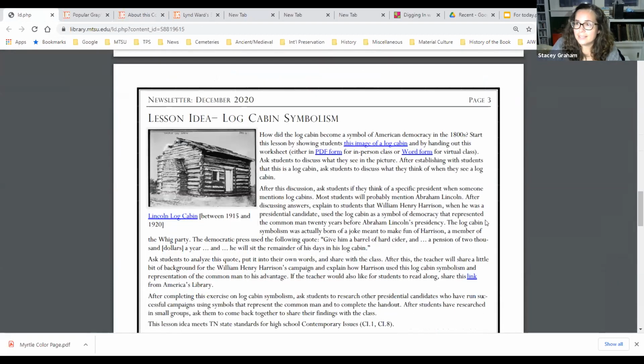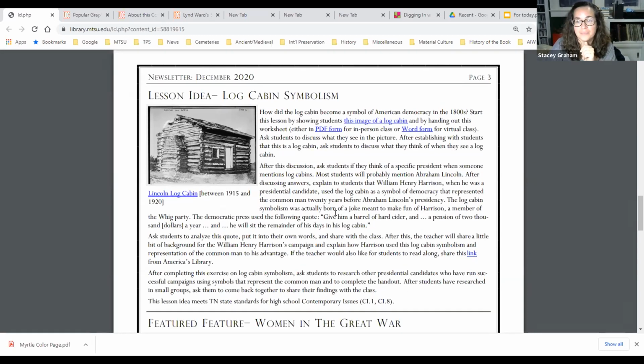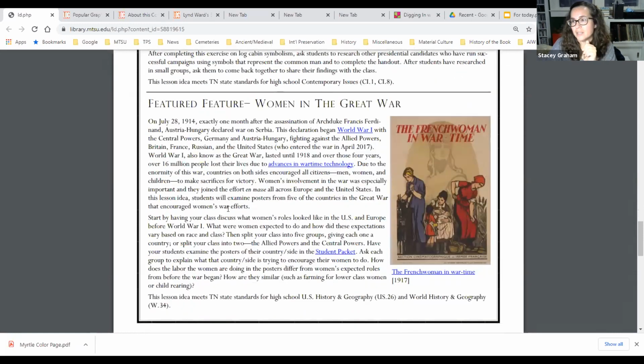We also have a lesson idea in this issue on log cabin symbolism. I know that we have a previous lesson idea looking at Abraham Lincoln's log cabin, but this takes a different tack and looks at this as election propaganda and how this graphic image of a log cabin has come to really mean something political in the United States. And this also has a student packet that goes with that. And then here is the one that October was telling us about.